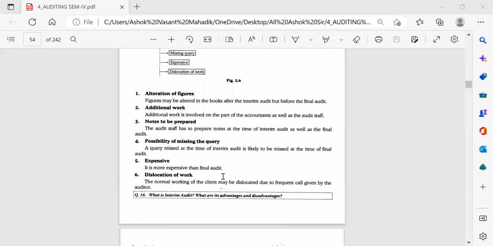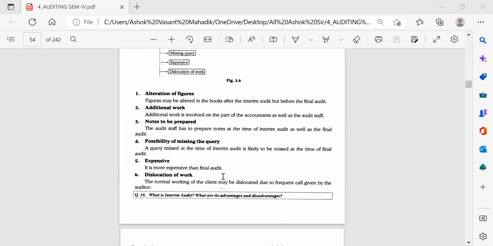Clear? Next, possibility of missing the query. It is possible that you had raised some important query in half-yearly accounts, but since you left that assignment midway, you say that you'll complete this when the final audit is done, and that important query is not followed up, which may result in a big loss later on. So there is a possibility that you miss out on a very important query.